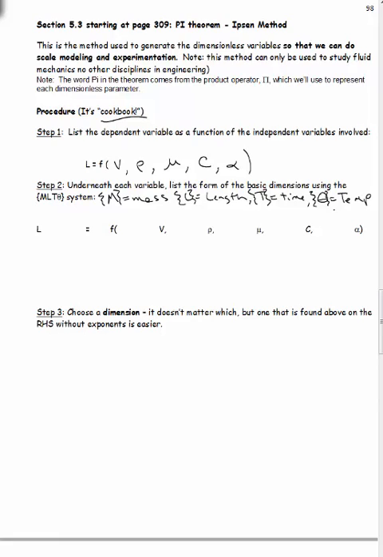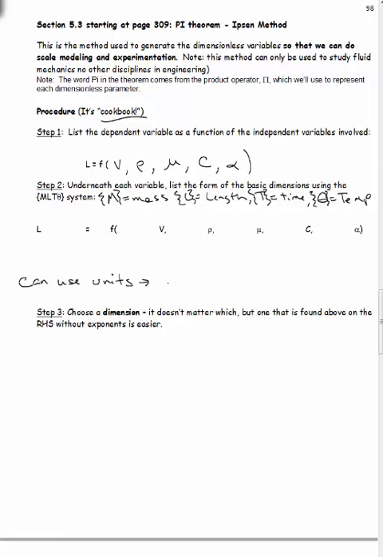All right, so underneath each variable, we're going to list the basic dimensions. Now, this is a place that a lot of students mess up. It's really easy to mess up. What you probably want to do is use units to figure out what dimensions are in each variable.